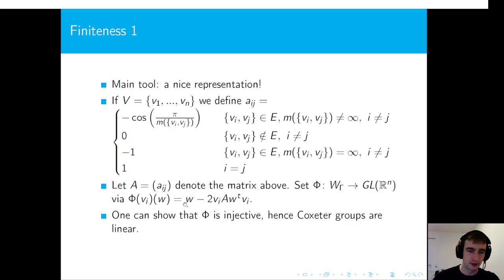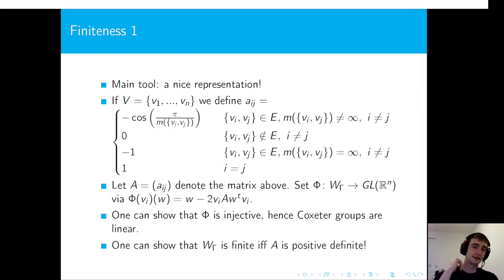Okay, and what one can show is that this big phi is injective, and therefore all Coxeter groups are linear, which is a nice property to have. Of course, this is not obvious. That this big phi is injective and does everything the way it's supposed to do is absolutely not obvious. This requires some work, but I'm just trying to give you an idea of why it's true and why this is nice.